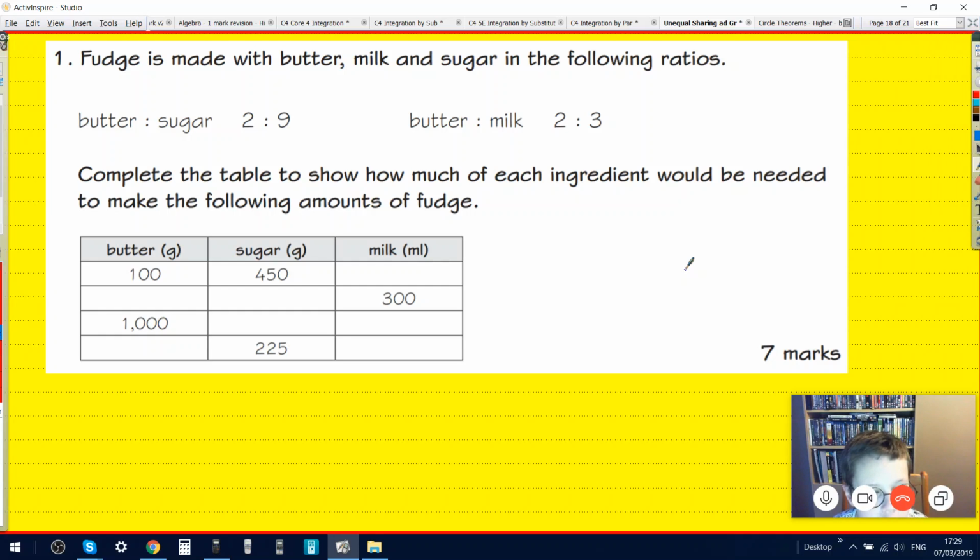So, fudge is made with butter, milk, and sugar in the following ratios: butter to sugar 2:9, and butter to milk 2:3. Complete the table to show how much of each ingredient would be needed to make the following amounts of fudge. So, we have a table which tells us how much of each ingredient we would need to make a certain amount of fudge. So for the ratios, it's 2:9 and 2:3.